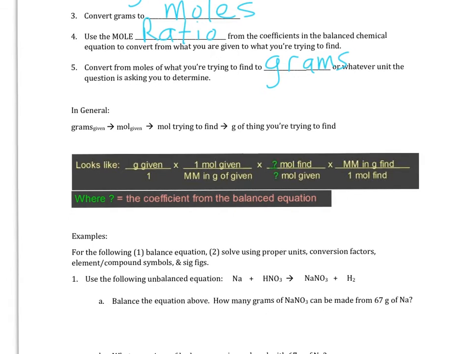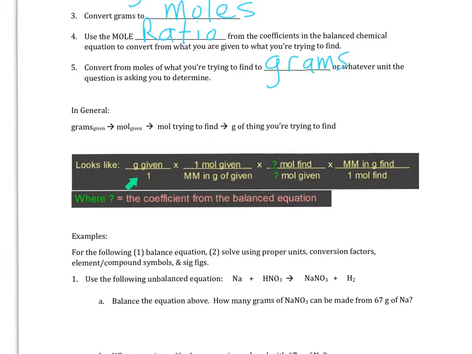So in general, you're going to go from grams to moles, so grams of the given to moles of the given by dividing by the mass of the thing you're given, and then moles to the thing you're trying to find by using the mole ratio. The moles of the thing you're trying to find is on top, and the moles of the thing you're trying to get rid of is on the bottom, and then you'll convert those moles to grams if that's what the question's asking. It looks a little bit like this.